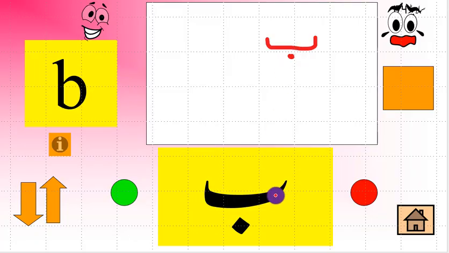Okay, so this is the first alphabet of Urdu we'll be starting. That's known as it sounds b. Okay, in English you can map it with the phonic sound of b. Okay, so that's how we write it.